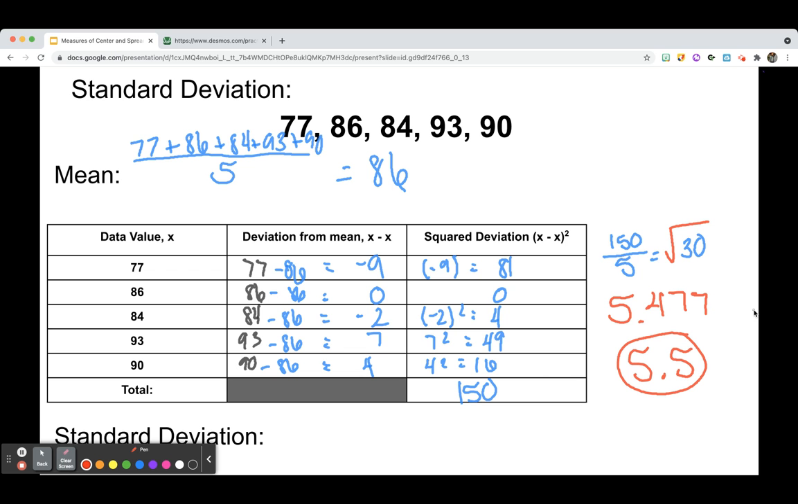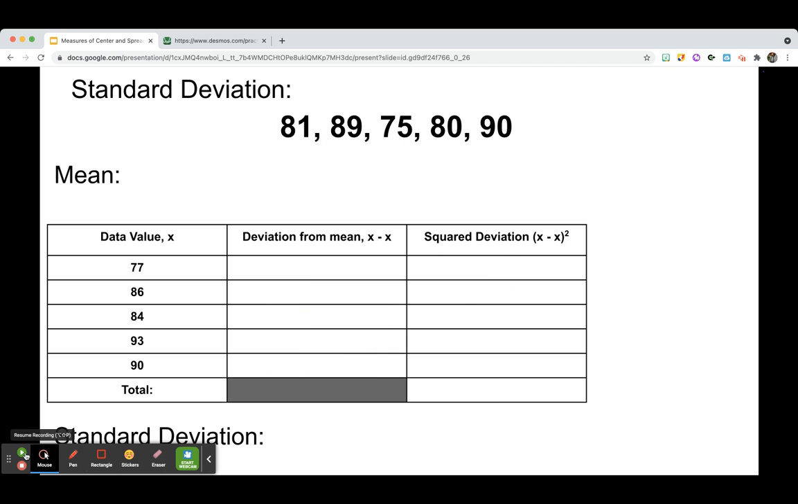So on average, my mean deviated from my actual data points 5.5. So there was a difference of 5.5, or it deviated from the actual values on average 5.5. So that is our standard deviation. We have one more example.